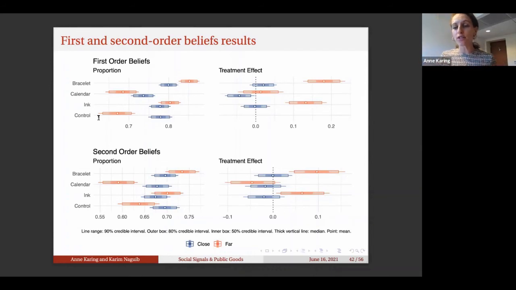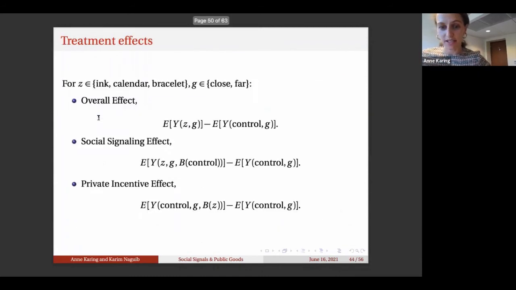But when looking at the two signaling treatments, we see strong increases in the information that people had, particularly for far communities. So this is the orange treatment effect you see, going up by about 14 percentage points, 18 percentage points increase in first order beliefs for far communities for these two signaling incentives.